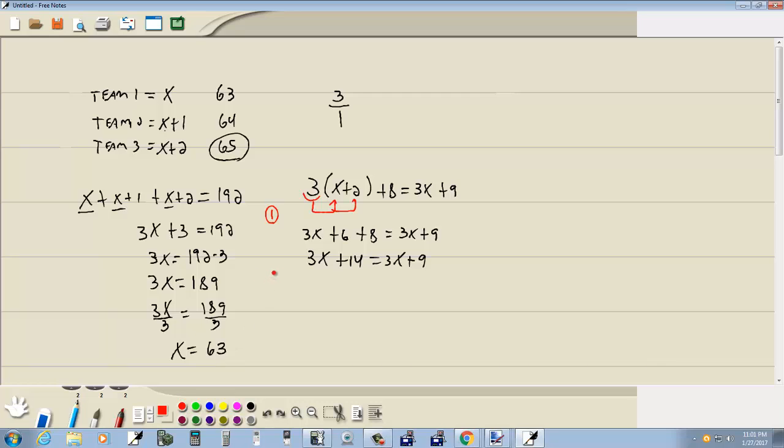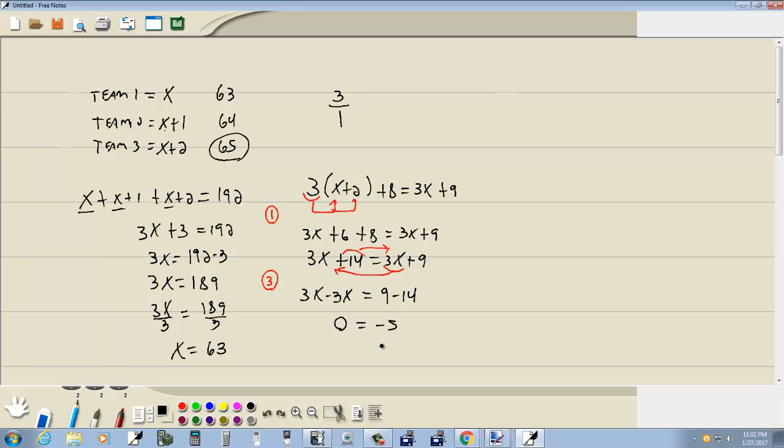Step 2, get rid of fractions. Don't have any. Step 3, get everything with an x on one side and numbers on the other. So I'll take this 3x and move it over. And I'll take this 14 and move it over. Whenever you move anything across the equals, your sign changes. So we got 3x minus 3x is equal to 9 minus 14. 3x minus 3x is 0. 9 minus 14 is negative 5.